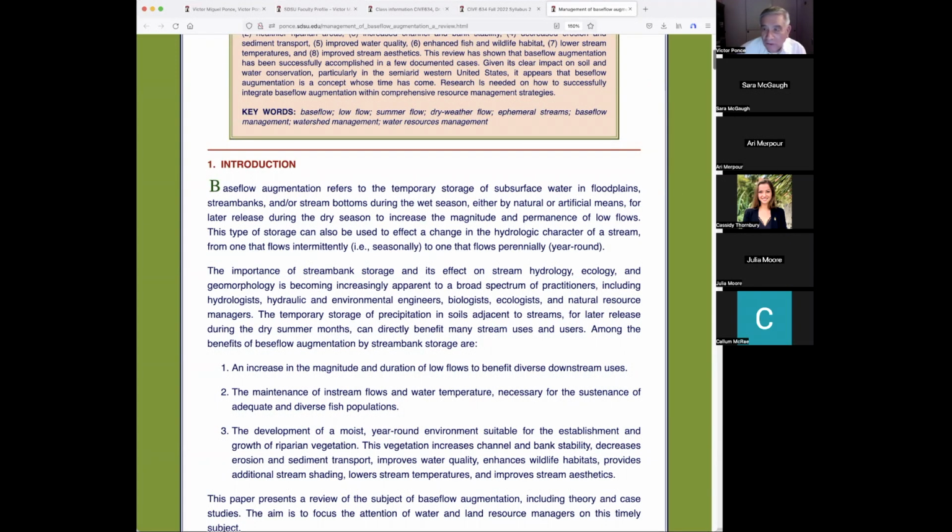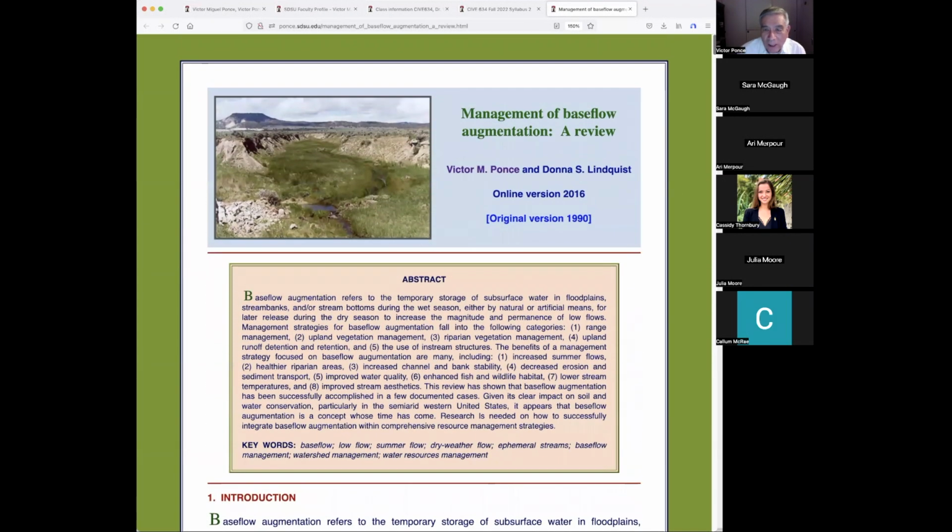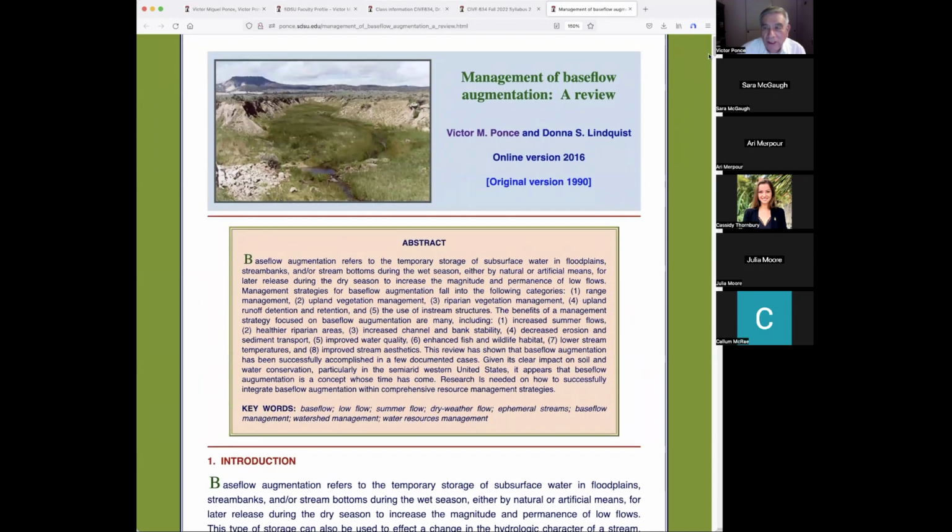Okay. So first, the story on how we ended up studying baseflow augmentation. I think I already shared this with you. There was an RFP, which is a request for proposal.